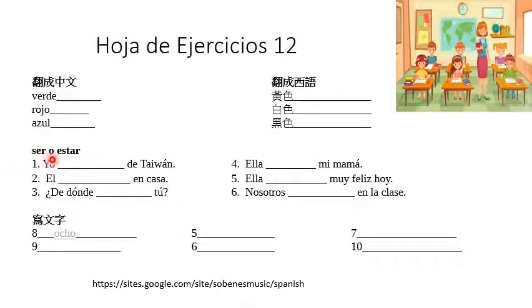It says ser o estar, el, en, casa. So he at home. 少了一个be动词，对不对？ So 要用 ser o estar. Remember, we always use estar when we're talking about location, right? 在什么地方, huh? 用 estar. Okay.